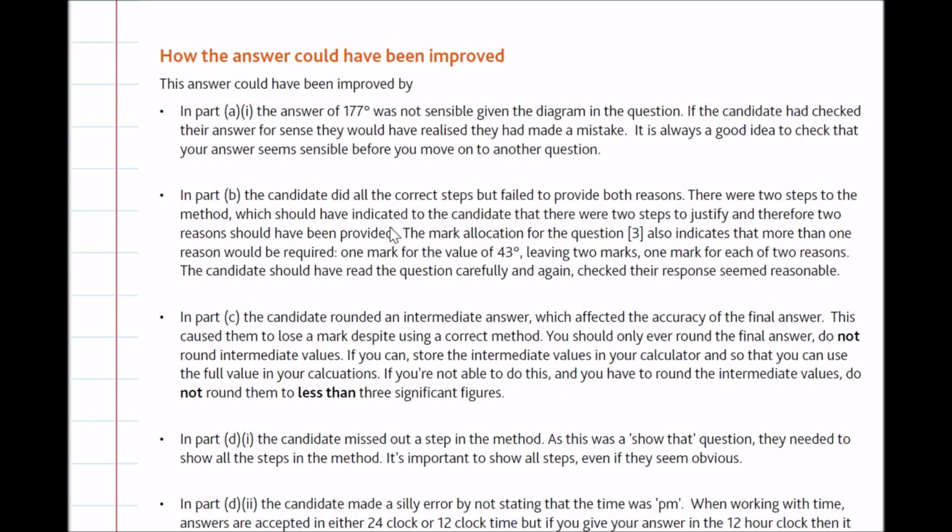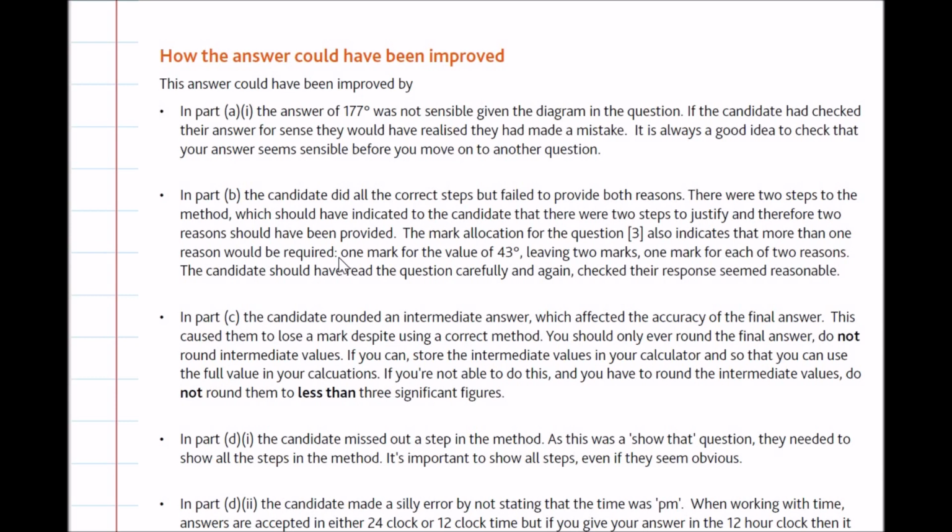Now, in part B, the candidate did all the correct steps but failed to provide both reasons. There were 2 steps to the method, which should have indicated to the candidate that there were 2 steps to justify, and therefore 2 reasons should have been provided. The mark allocation for question 3 also indicates that more than 1 reason would be required. So see, 3 marks: 1 mark for the answer 43 degrees and the other 2 marks for 2 reasons. So you should have mentioned 2 reasons in that question.